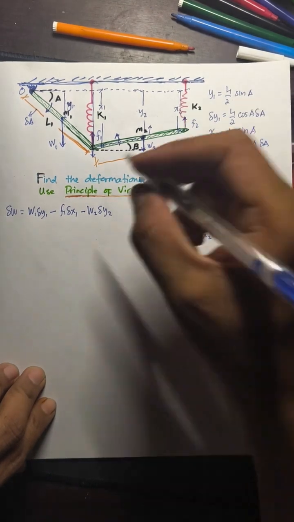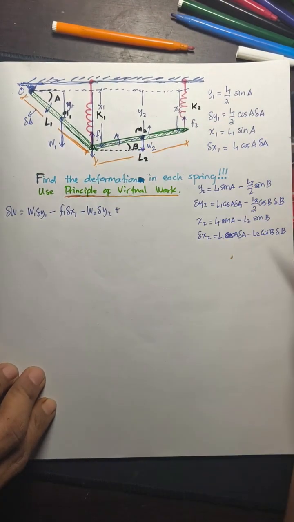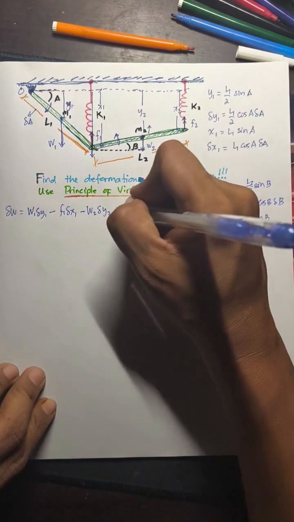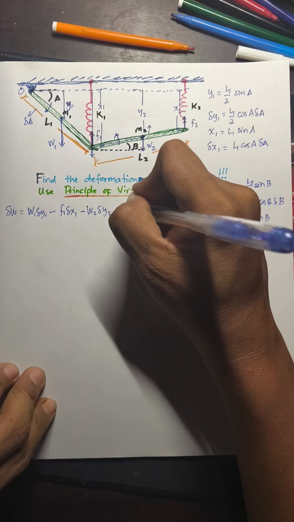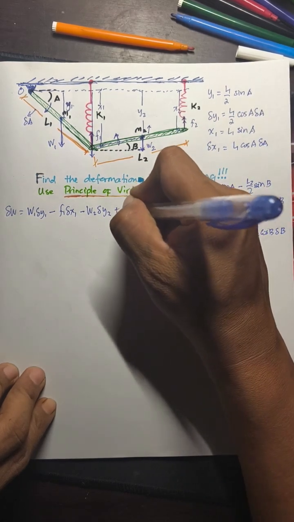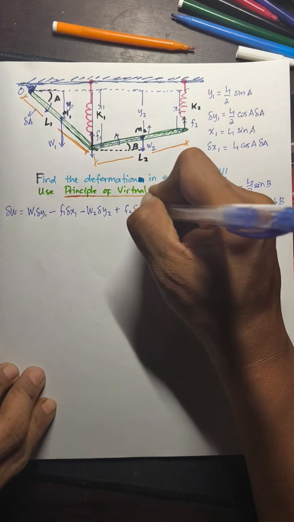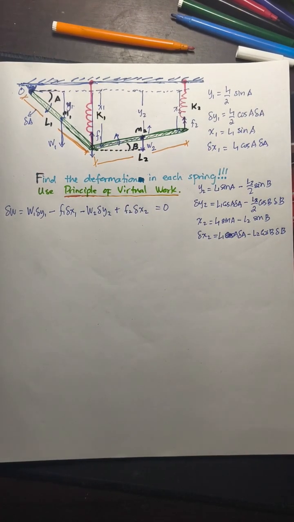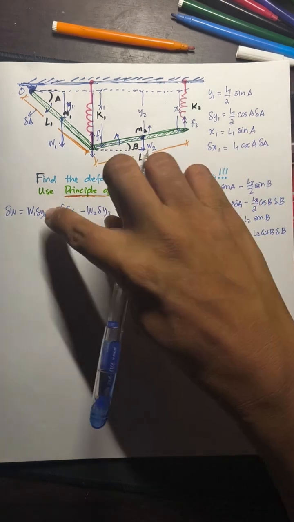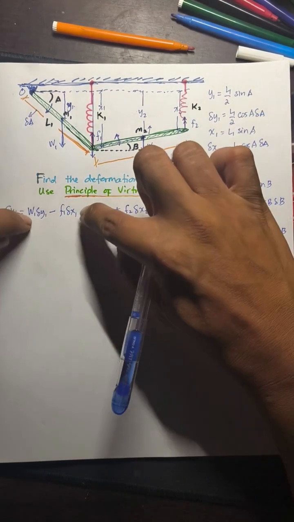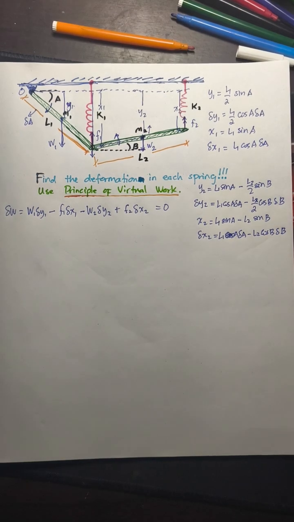And how about this one? We would now have plus, because this is our delta X2 and our F2 is going that way, so we would have now F2 delta X2, and this is equal to 0. Okay, so we now have these equations, and all we have to do is substitute this into this equation. Okay, so we'll do that now.